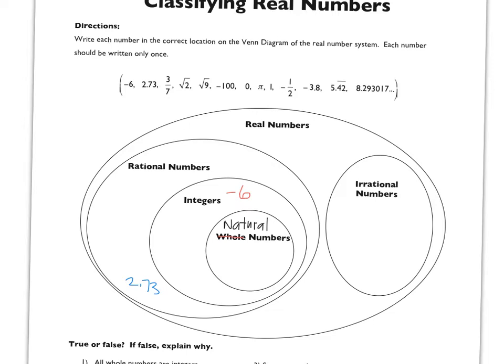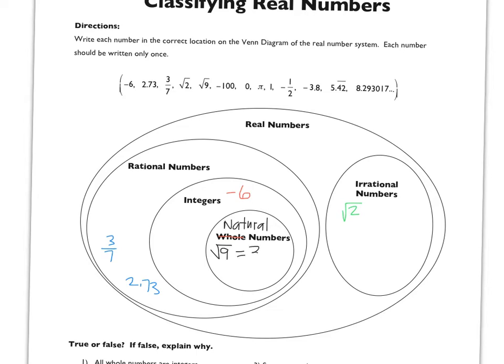3/7 is also rational. It's the fraction of two integers. Square root of 2, if you plug that in your calculator, you're going to get a decimal that does not terminate and does not repeat. So that goes in the irrational numbers. Okay, square root of 9. We might think that that goes in the irrational numbers because it's a square root. But if we simplify that, then that is going to be a 3, which is a natural number.